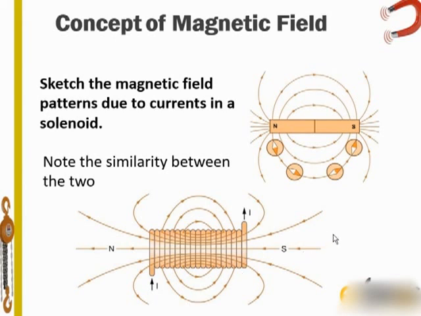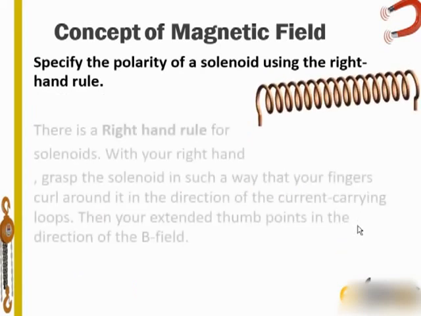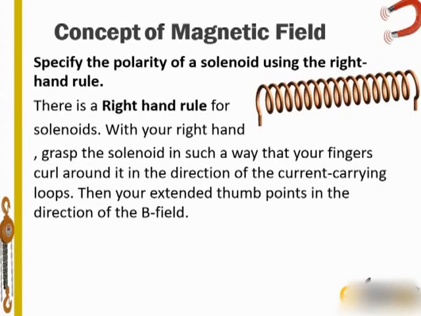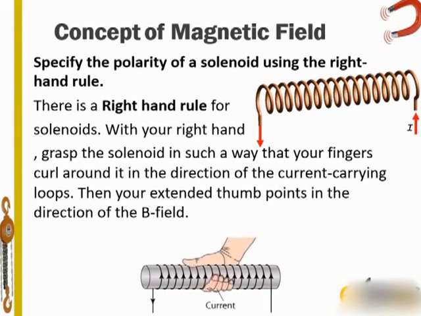Now, in the same way that there is a right-hand rule for the straight line wire, which we looked at earlier, the right-hand thumb rule, in which your thumb represents the current flowing through the wire and the curvature of your fingers as they wrap around the wire represents the magnetic field, you can use a similar type of right-hand rule for solenoids.